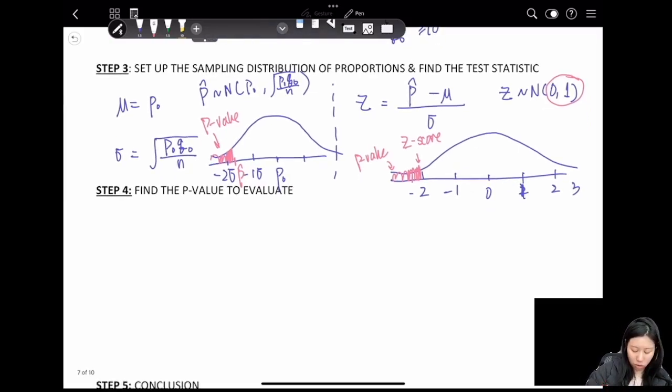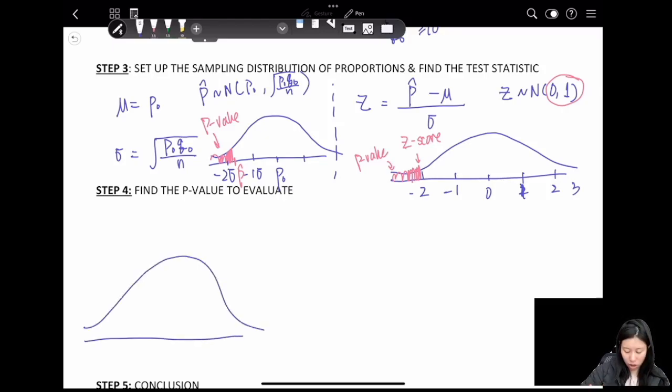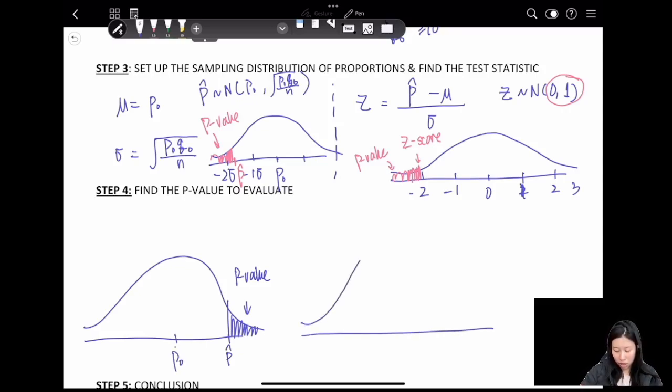So for the right-tail test, we have our p-value on the right side, with keywords like greater than, larger, or more than. This is going to be our p hat. This is p naught. And then for the left-tail test, it's the same. Our p hat is here, p naught is in the center. So this is going to be our p-value.